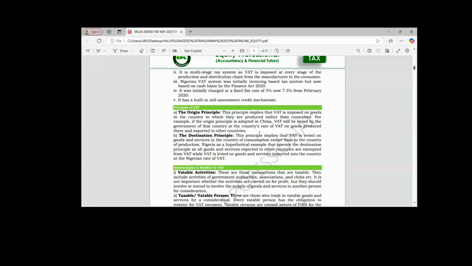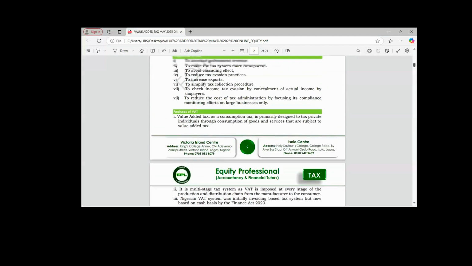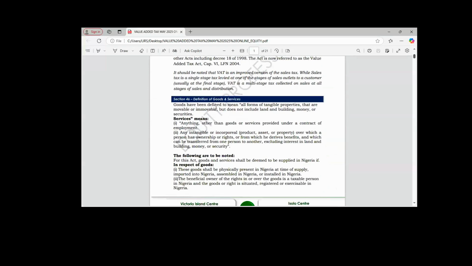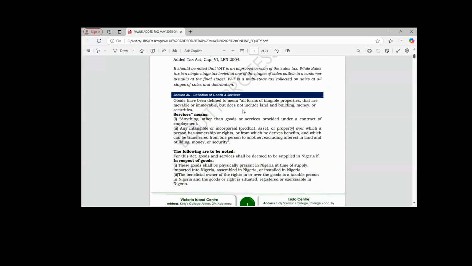So any question? Any question? Yes. The part where you explain the goods. Building and land are not part of goods. Does it mean that, excluding building? Yes, excluding. Let me go back to it. Yes, excluding building.